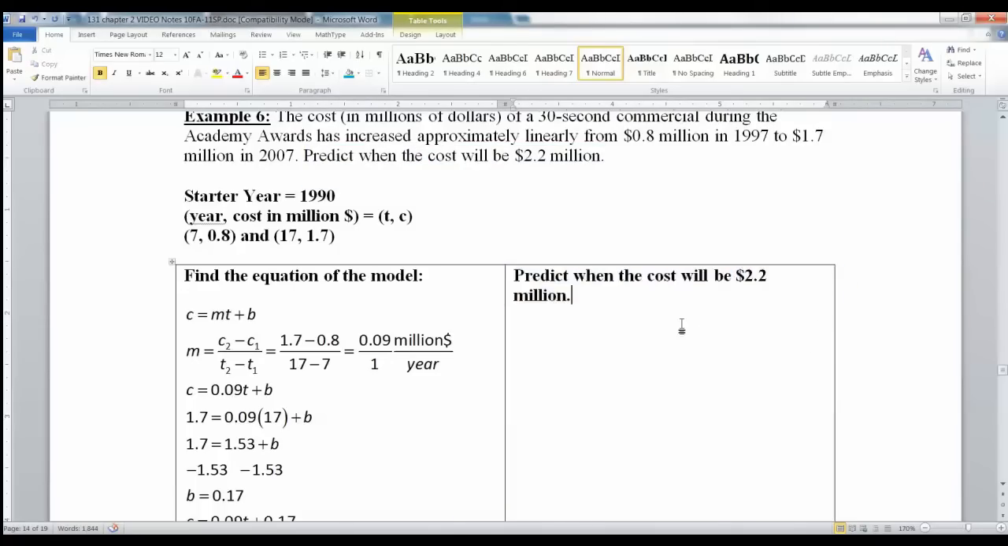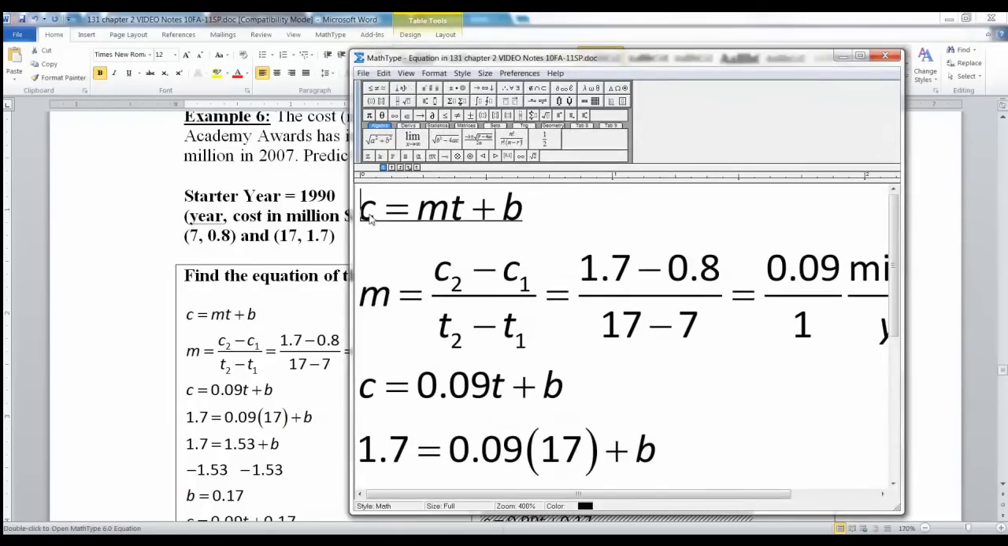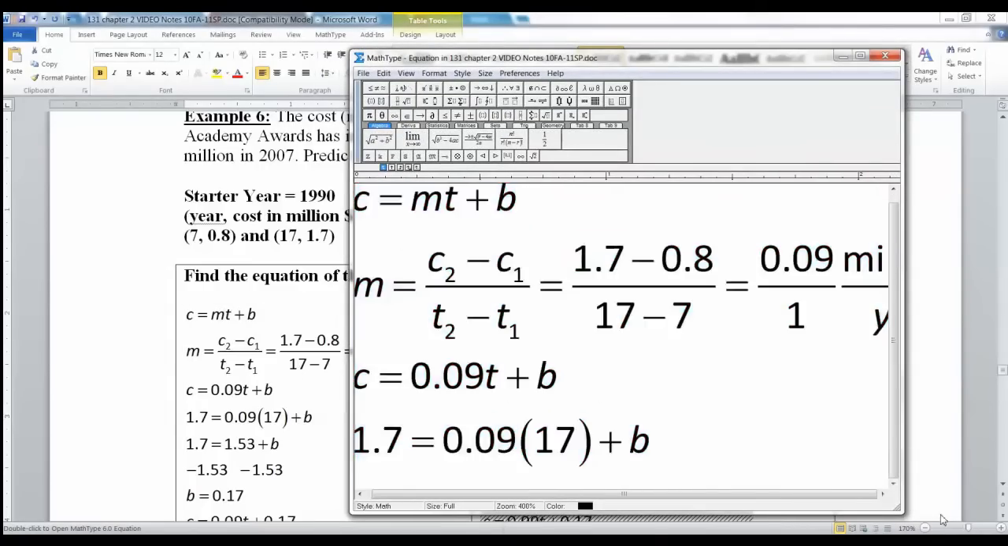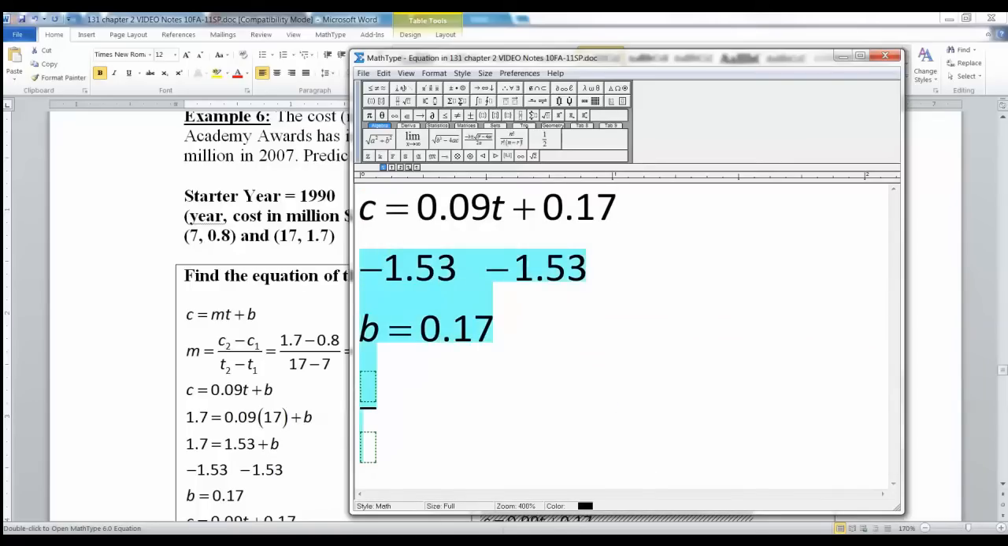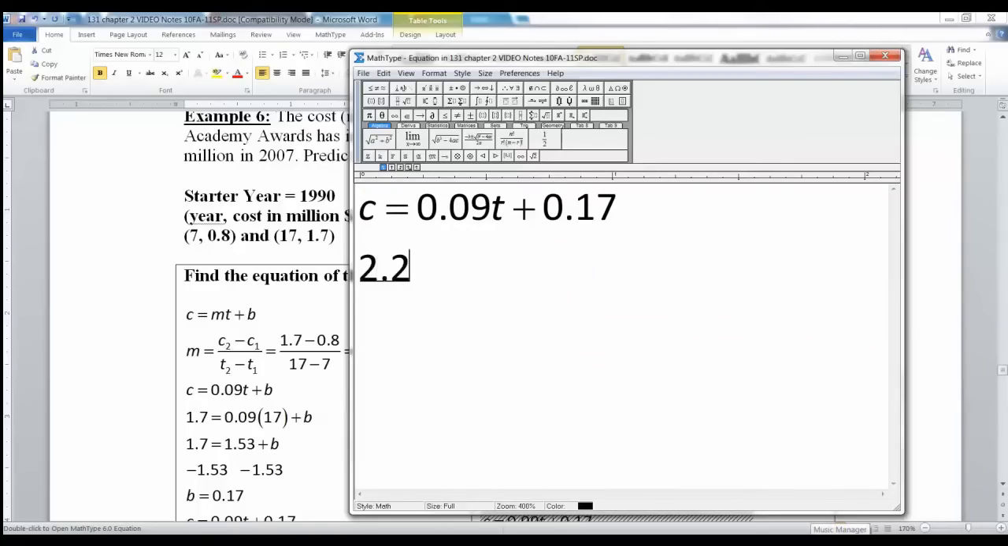All right. What are we getting at here? Well, the cost is 2.2. Everybody see that? Cost. So I'm telling you C. C is 2.2. C is cost. So you're going to take the equation that you've got. Delete all this junk. Here's your equation. And for cost, you're going to put 2.2 in. Right? And then solve it for T.